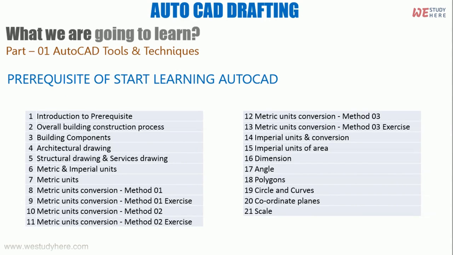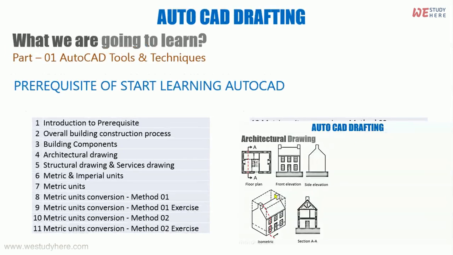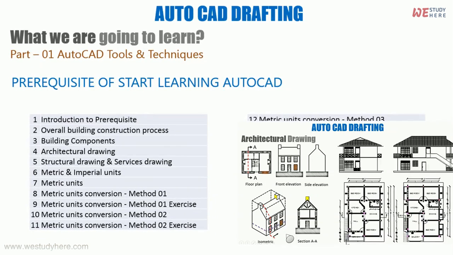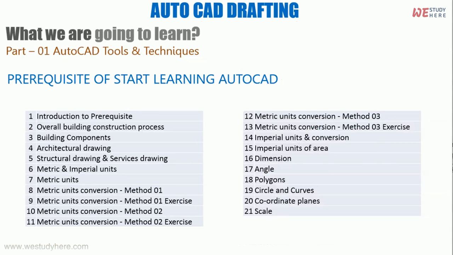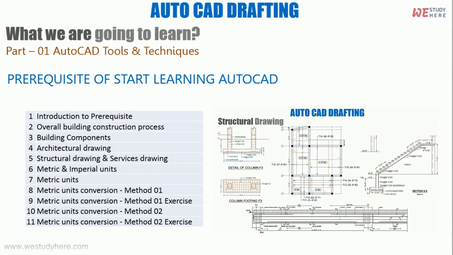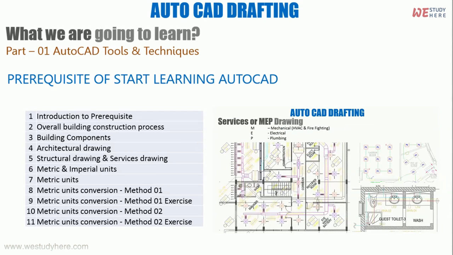Section 4, architectural drawing. For further understanding, here you can find the yellow color painted area, that is this. So these are the floor plans and some elevations. Section 5, structural drawing and services drawing. The reinforcement bar size and the arrangement of the reinforcement bars, all these things are mentioned. And services drawing, which is also called MEP drawings.